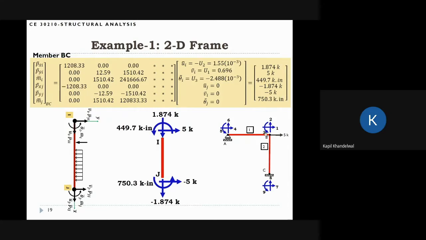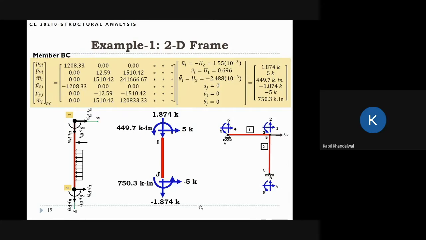So these are the member forces, and I've shown here how they look. Remember that because the x direction goes down, if we look at the I node, this is pxi, which is 1.874. Pyi is 5, and this is the moment. And similarly, pxj is minus 1.874, and pyj is minus 5, and this is the moment. Clearly, if you think about it, this member is under compression, and we also have the shear forces and the moments for this member.